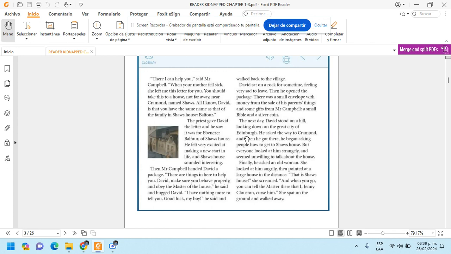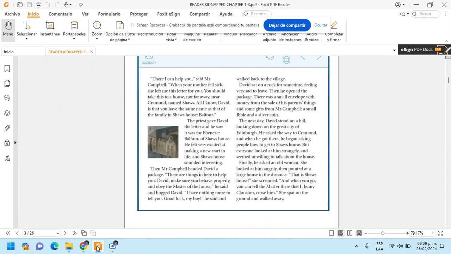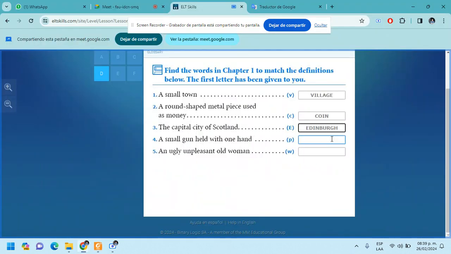I don't remember exactly how you spell it. You see, it's here. Edinburgh. Oh. Edinburgh. Burgh. I guess it's like that. I'm not sure. Yeah, Edinburgh. Yeah. Edinburgh.